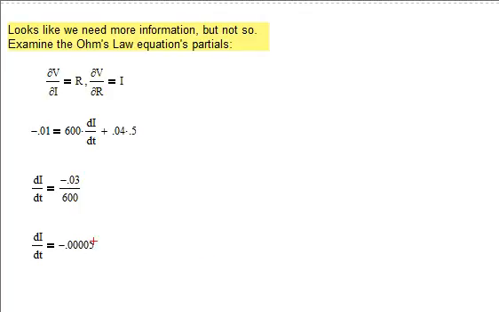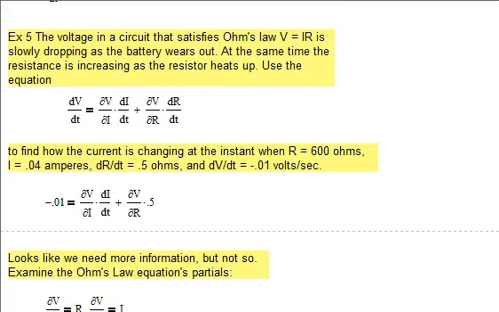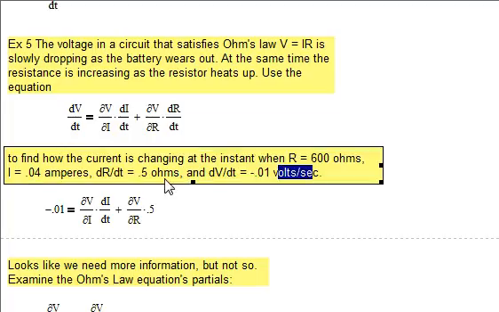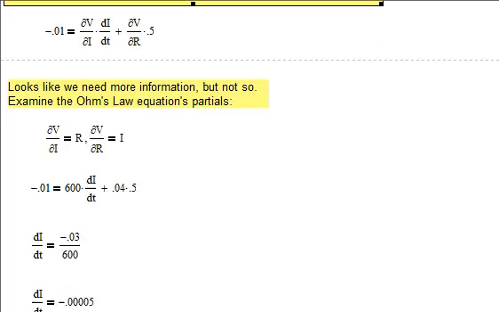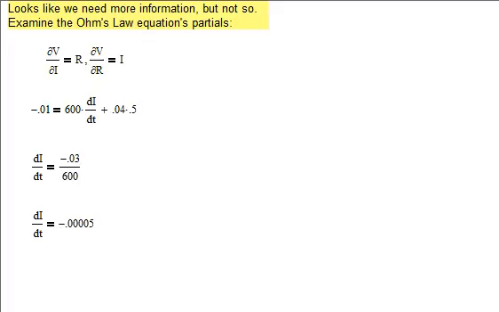500 thousandths of an ampere per, I forget what the unit is, it would be per second, because these were given per second. So there we go. That would be 500 thousandths of an ampere per second. All right. So that's our problem involving Ohm's law.